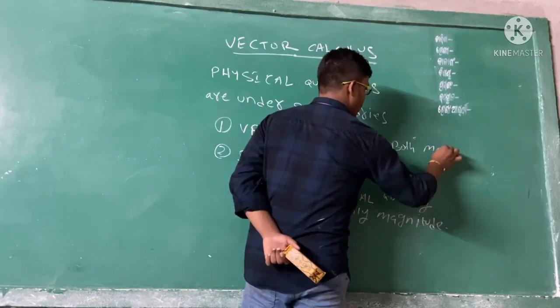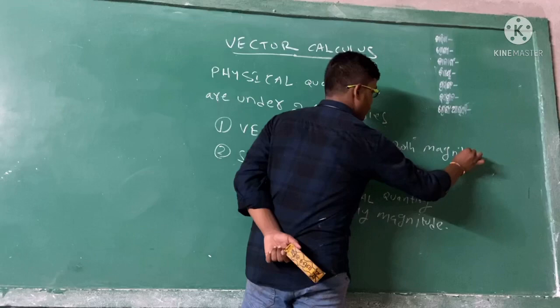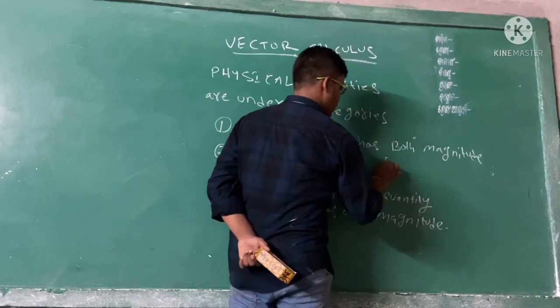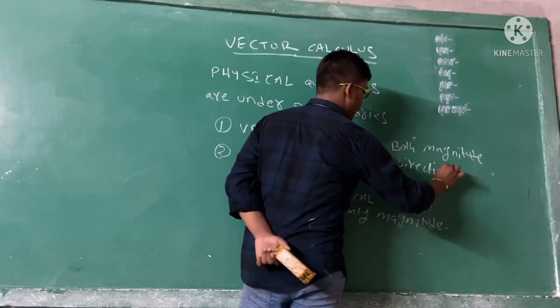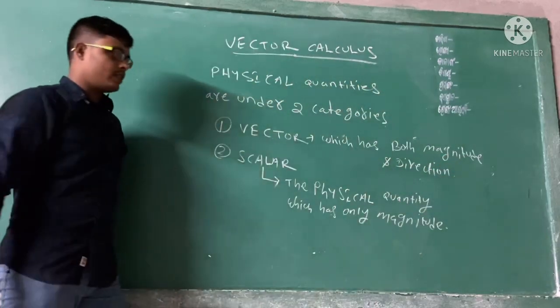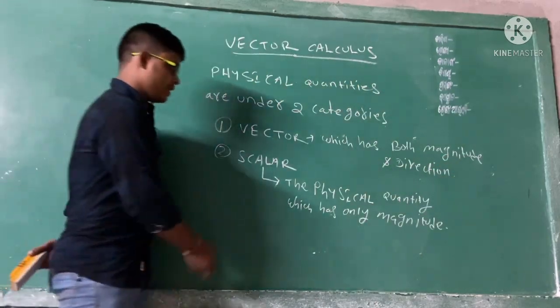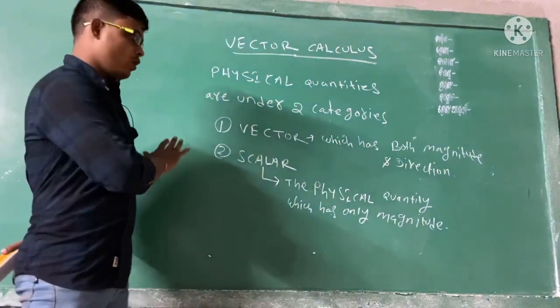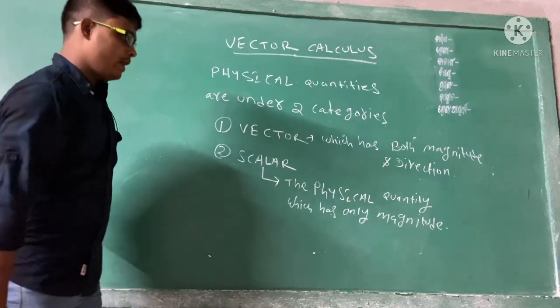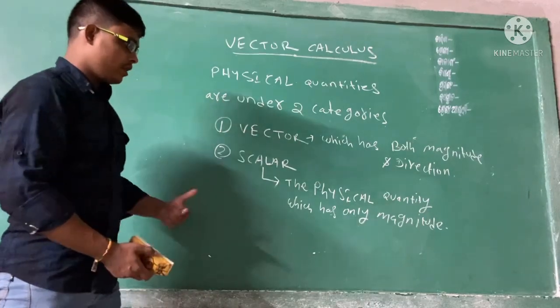If you go to the west, then the magnitude is the same. If you go to the east, then also the magnitude is the same. So in all directions the magnitude is the same. Now comes the vector. So what is the vector? Now it has magnitude and direction. So the physical quantity which has both magnitude and direction, these are called vectors. But in case of scalar, the magnitude is the same in all directions.